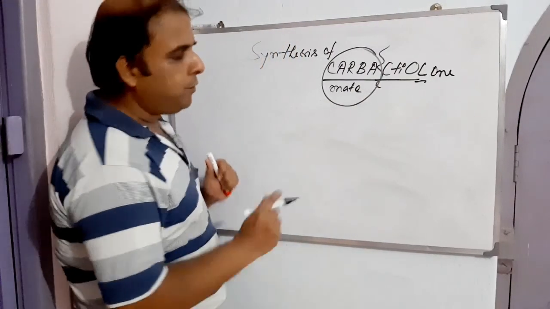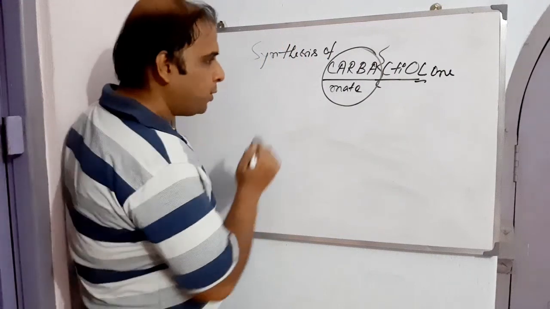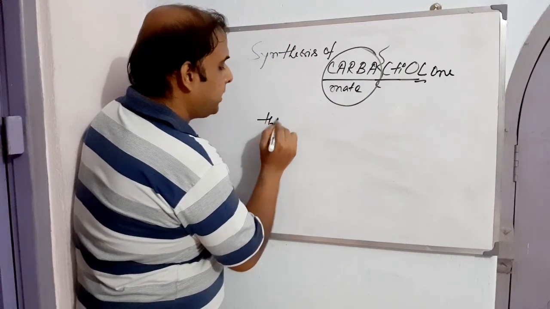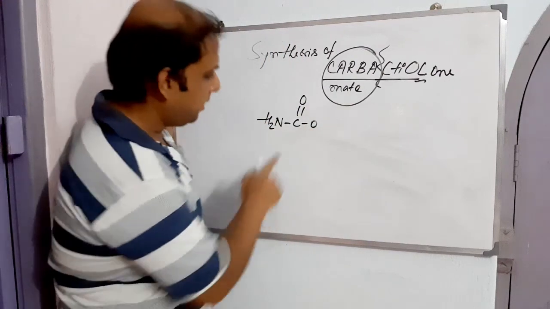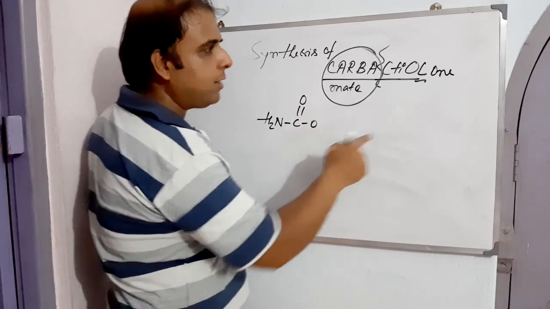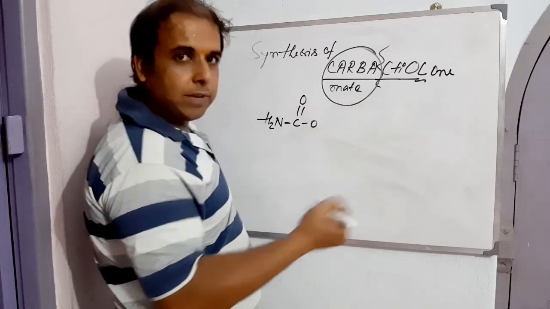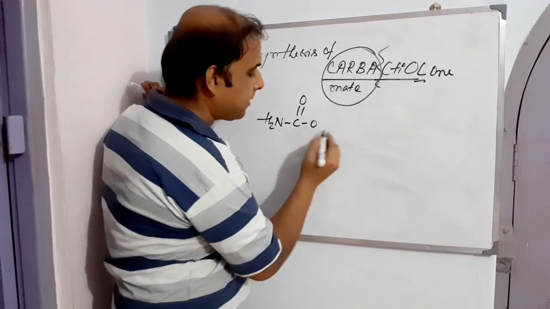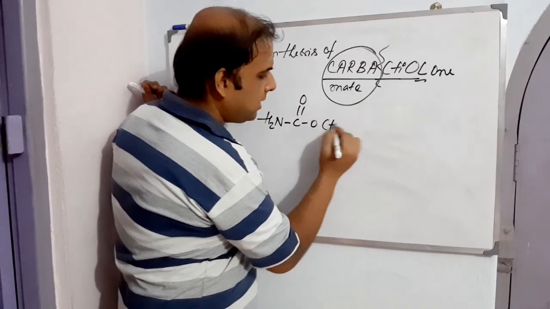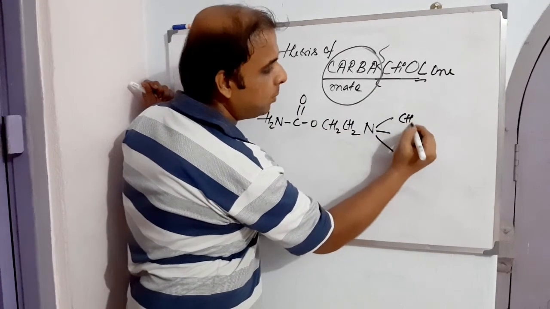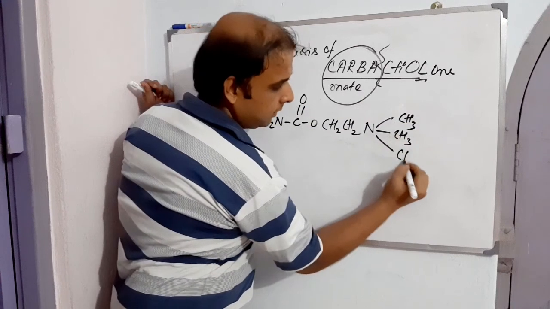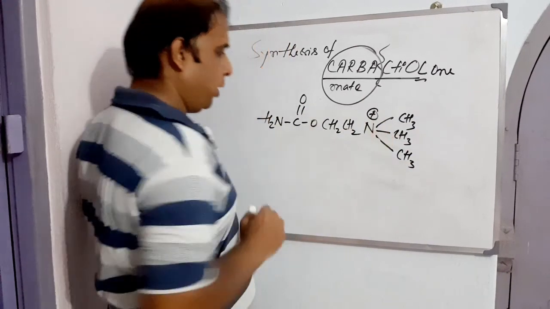So if we try to figure it out chemically, how it goes. This is carbamate, right? To that we have to add choline. So choline is O here, CH2, then N trimethyl ammonium. So this is your Carbachol, right?